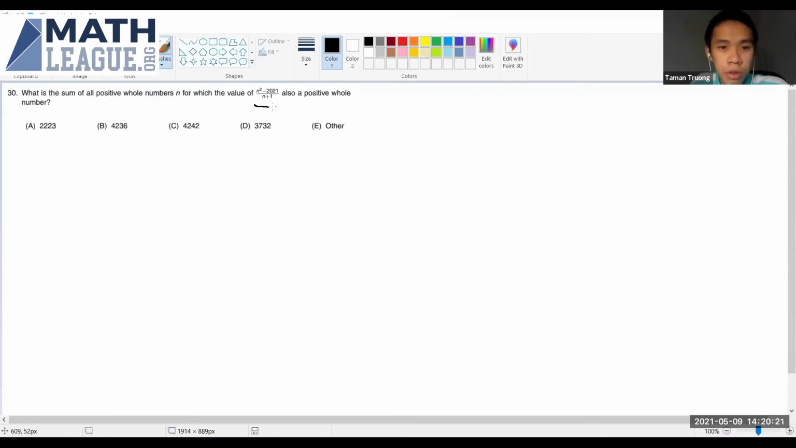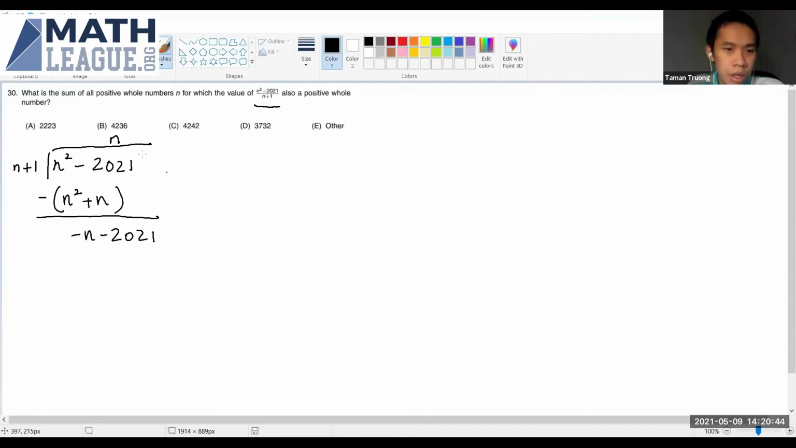And so this rational function isn't really the easiest to work with, so we should split it up into a fractional part and an integer part. So we'll do some long division. We'll do n squared minus 2021 over n plus 1. In this place, it will go through n times, so n squared plus n. We subtract this out, we get negative n minus 2021. And finally, this will go in negative 1 times, and so we subtract out negative n minus 1. We will get negative 2020.